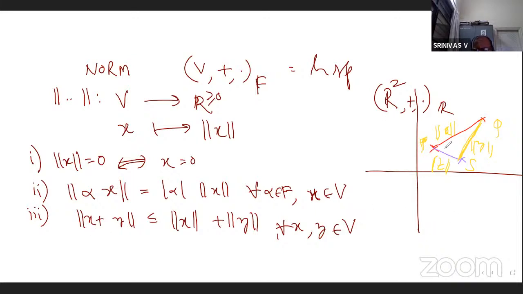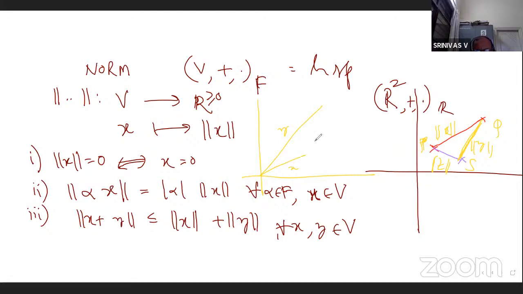If you take x to be this and y to be this, this may be x plus y. Let me show it exactly. You take two vectors. This is x and this is y, and you form a parallelogram with these two as the adjacent sides.